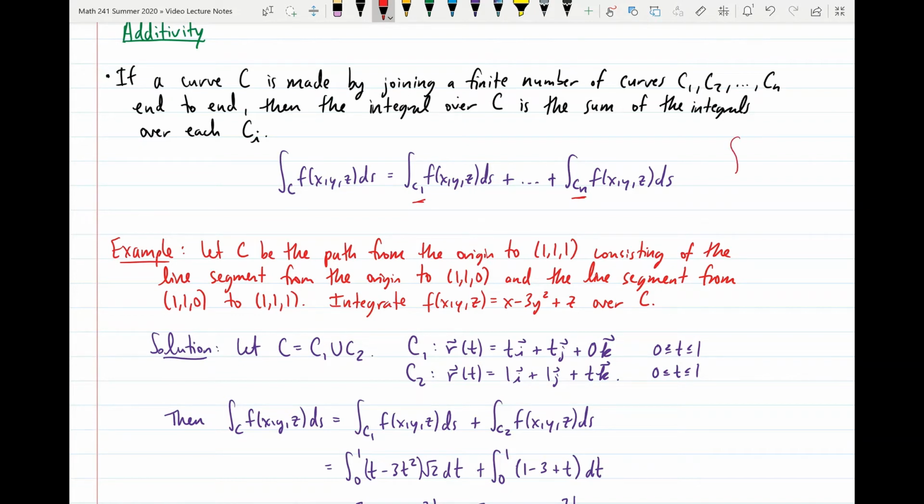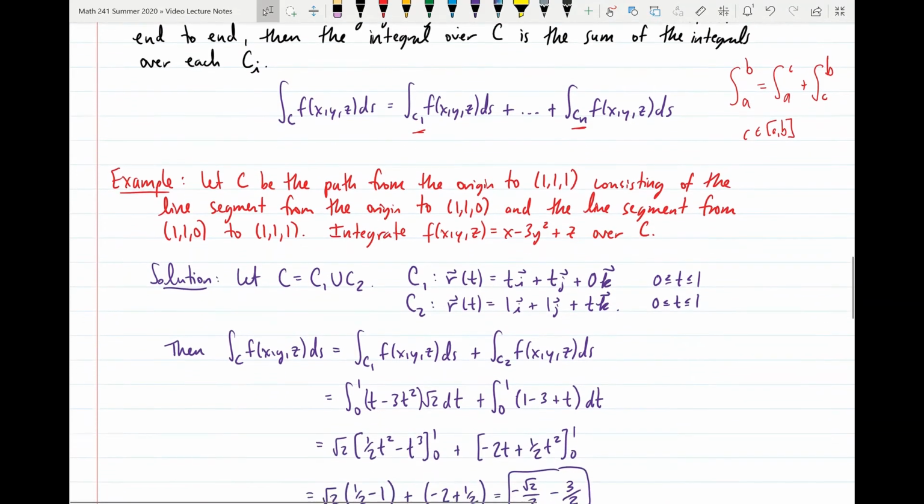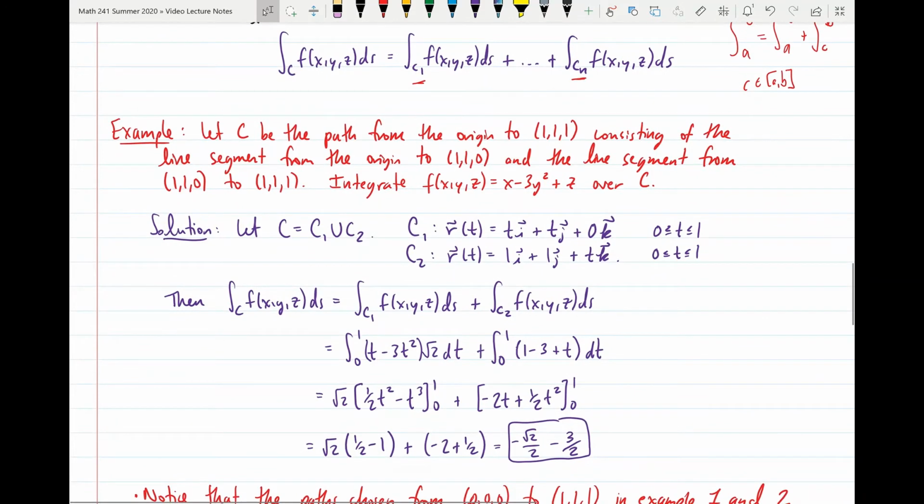So remember that if we had an integral like this, then we could write that as the integral from a to c plus the integral from c to b, something like that, where c is going to be a point between a and b. So this is, again, the generalized notion of that fact to the line integral now. And we can move on to our second example then, using this fact.